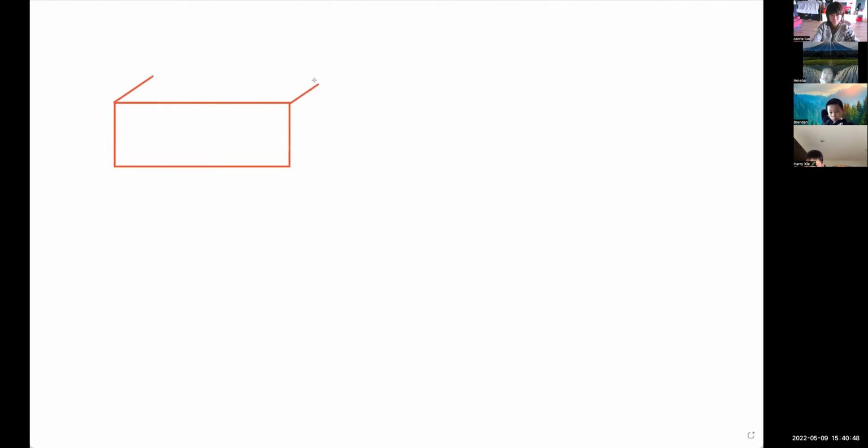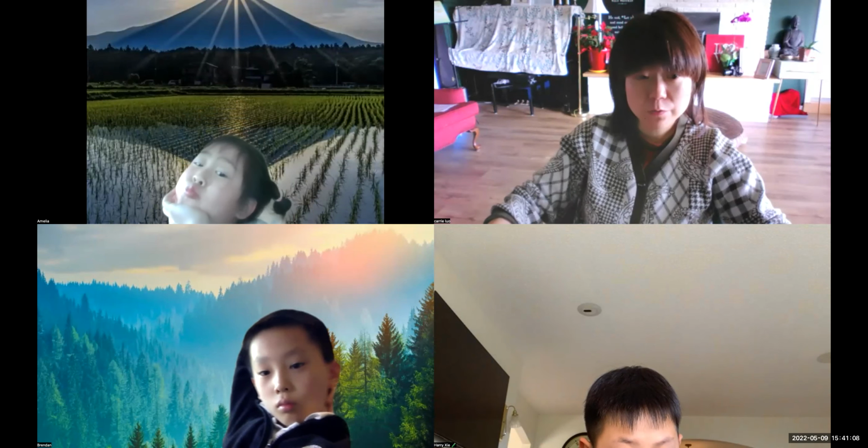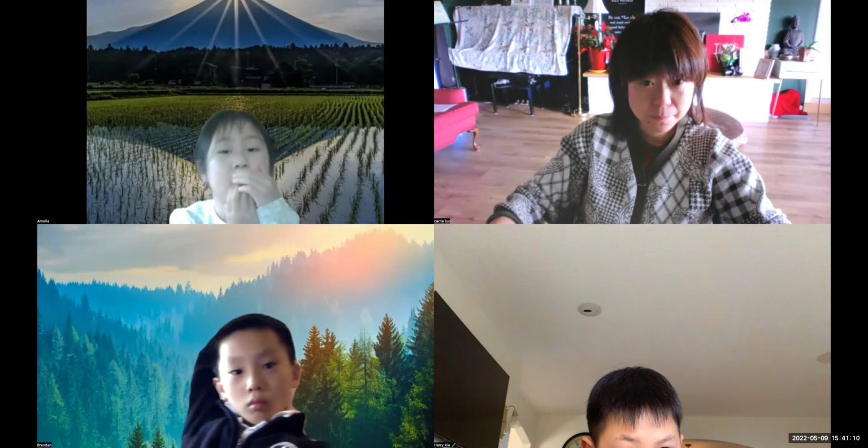Rectangle. Rectangular prism. Cuboid. Very good. This one's called a rectangular prism, okay? It is also called a cuboid. All the boxes look like this shape, so they all have the same thing. So today we're going to learn how to calculate the volume of these things.